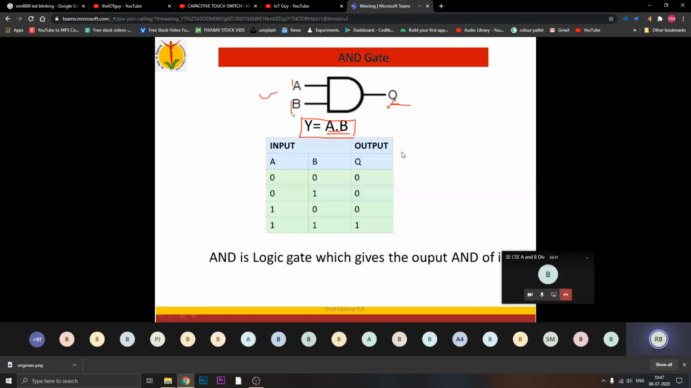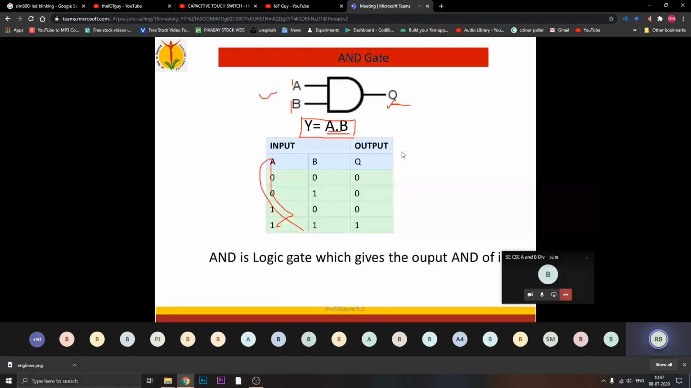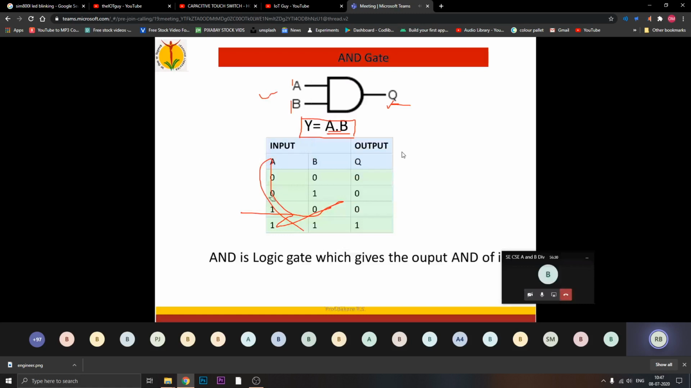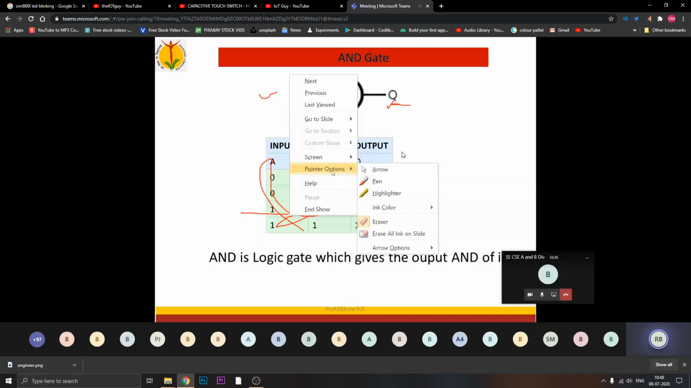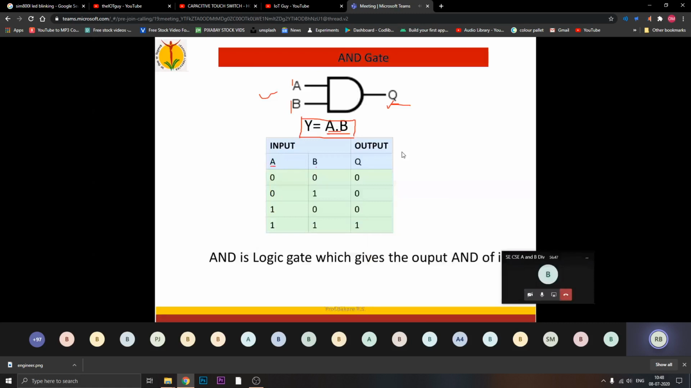It has two inputs, one is A and the second one is B, so the possible combinations of the inputs: it has four conditions.